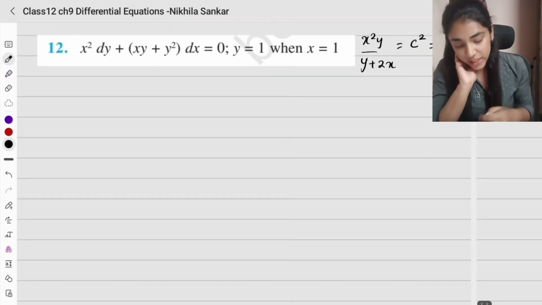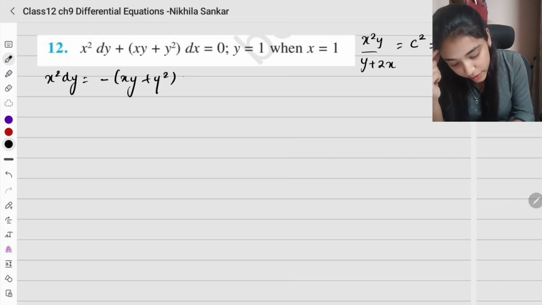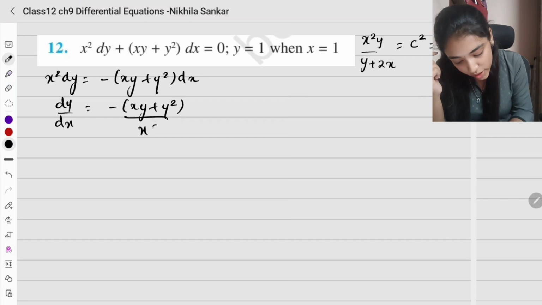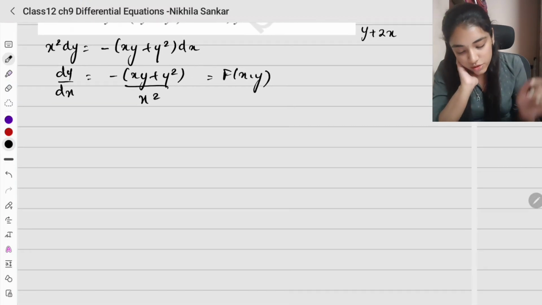Question number 12. Again, dy by dx to one side. So I have x square dy equals minus of xy plus y square times dx. So dy by dx equals minus xy plus y square the whole divided by x square, and this is going to be my function. I again have to find the particular solution.